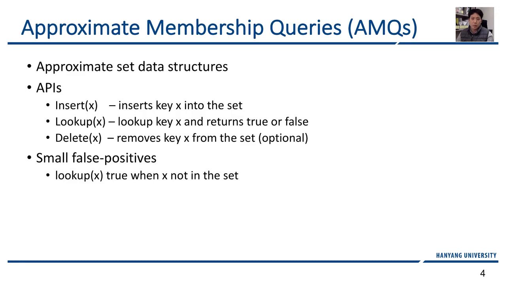Approximate membership query data structures, or AMQs, are often used in index data structures. AMQs approximately store a set of values to answer membership queries. They provide these APIs to insert a key and look up if a key is in the set. Some AMQs allow deleting inserted keys. Because they are approximate data structures, AMQs have small false positives. That is, lookup X may return true even when X was not previously inserted.